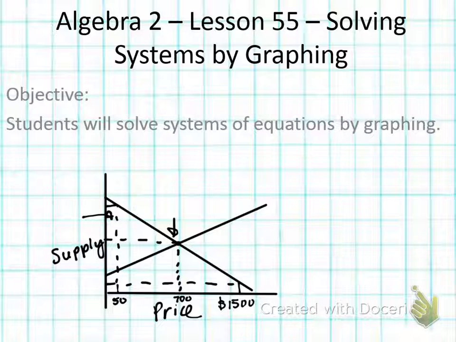Raise your hand if you remember this from econ. Okay. So we're trying to find the point of where the lines cross. The answer is where they cross. And if you're going to be a business major or econ major in college, then you're going to deal with this stuff. Okay? Here we go.